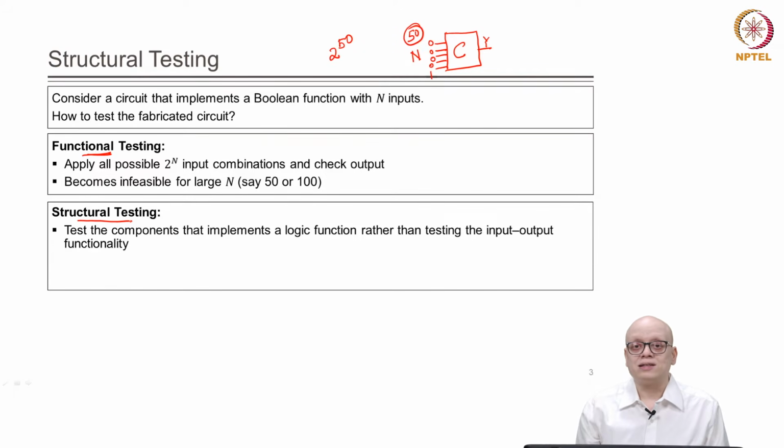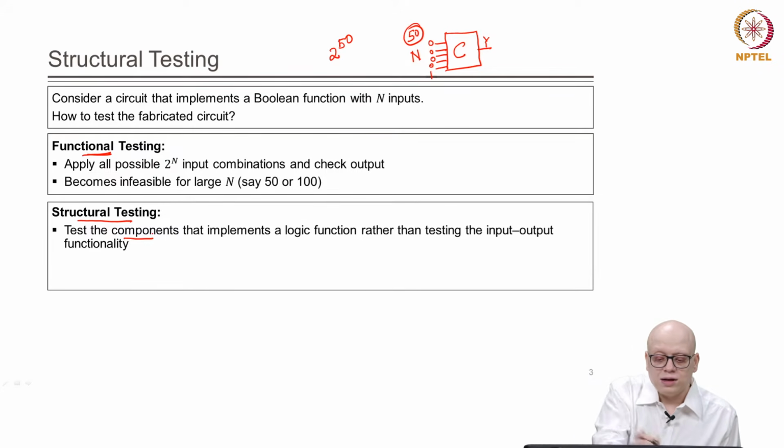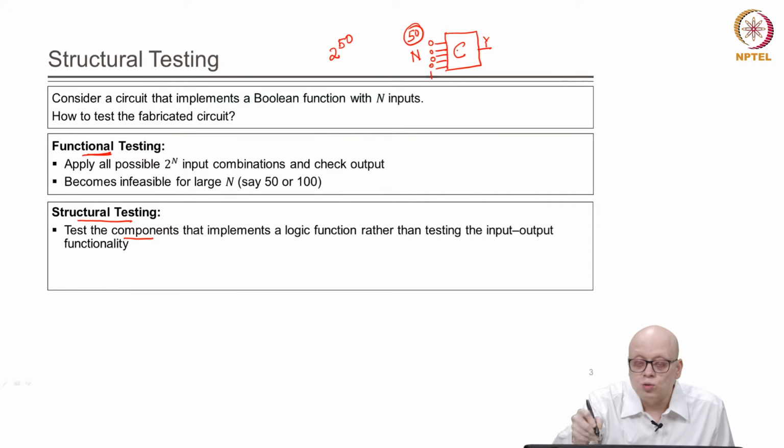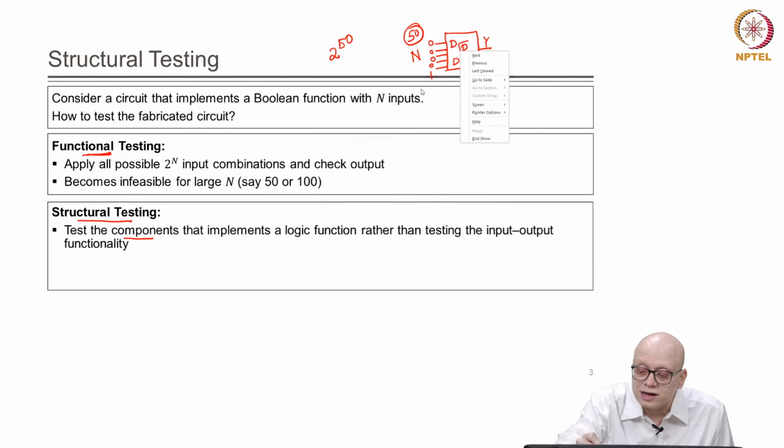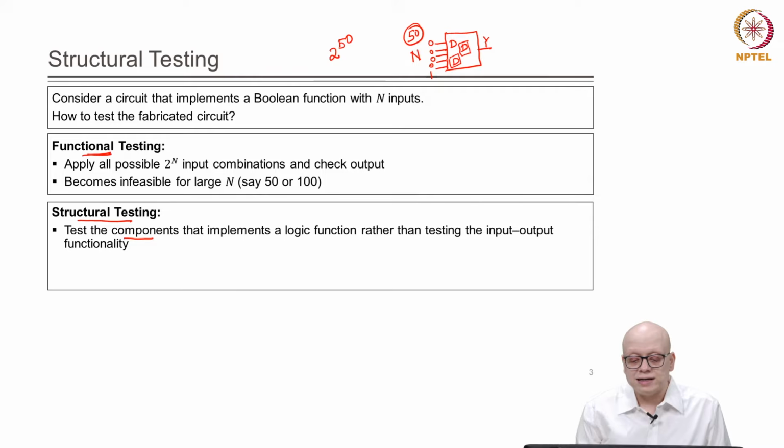Now, what do we do in structural testing? In structural testing, we test the components that implement a logic function. So, we go deeper into this circuit C, and there will be logic gates inside this, which will be used to realize this Boolean function. So, we will be actually testing these components inside our circuit individually, rather than testing the input output functionality. This testing paradigm is known as structural testing.